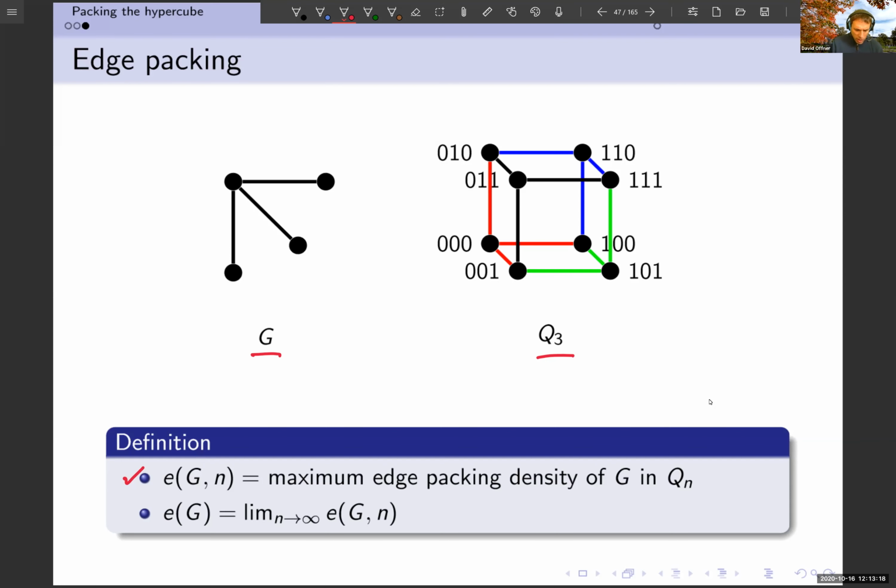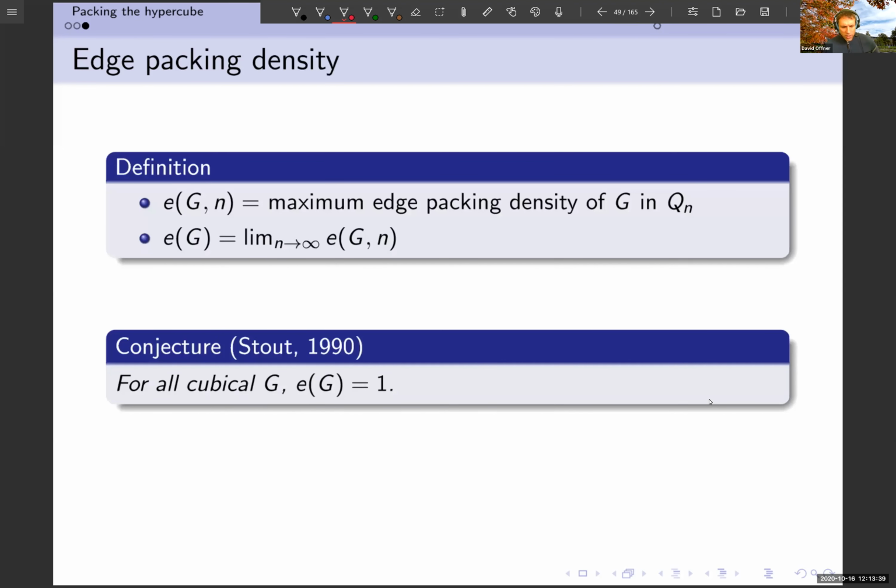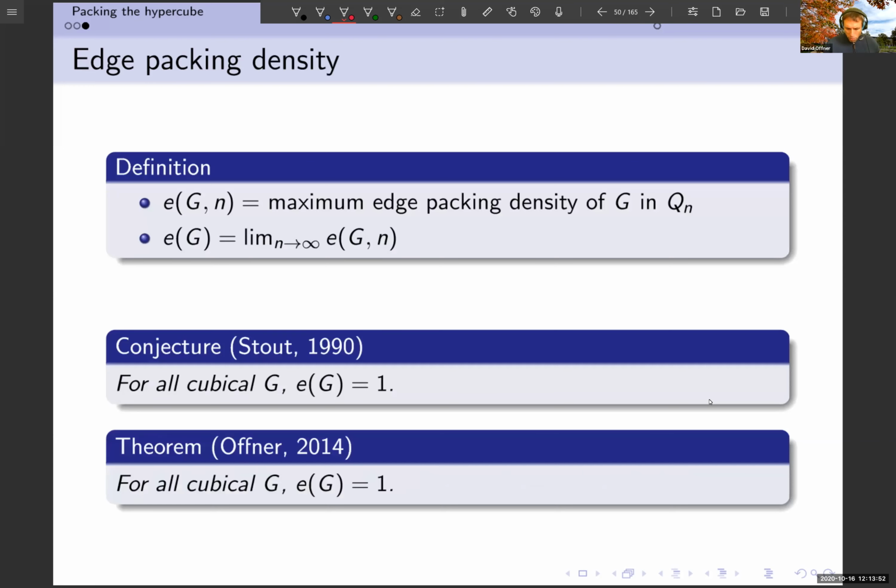And again, we're interested in, as n gets large, what do these densities approach? And I will point out that unlike V(G, n), E(G, n) is not monotonic, but you can still prove this limit exists. Okay, and Stout in 1990 actually proved that for some G's, E(G) was 1, and conjectured that it was true for all cubical G's, but did not prove it. But I proved that in 2014, and the idea is the same.